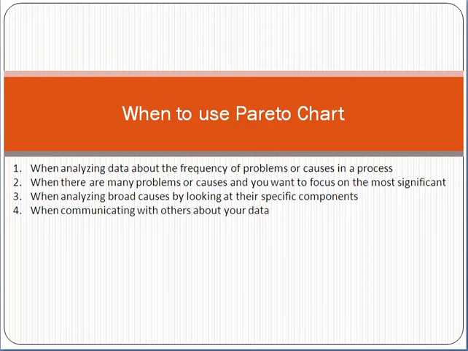Whenever we want to analyze a problem, whenever we want to analyze the causes of problems, we use the Pareto chart. The most significant problem area can be identified using the graphical representation of the Pareto chart. When we know the most significant area of pain in which the issue is occurring, we can focus on that particular area and take corrective actions accordingly.